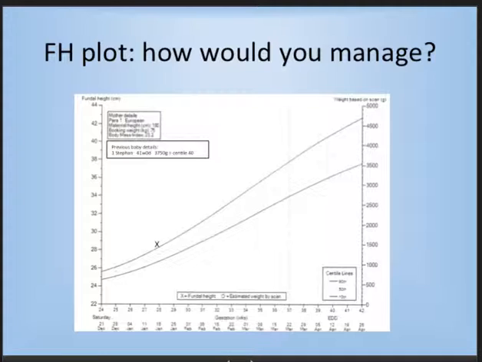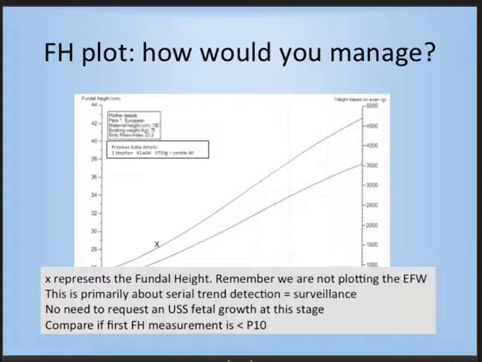Intuitively, a lot of less experienced clinicians request an ultrasound scan for fetal growth. However, we need to remember that the X represents the fundal height, not the baby. We measure the fundal height, so the uterus, the amniotic fluid, the placenta, the subcutaneous tissue, and below all that, the baby. So we are not plotting the estimated fetal weight, so this should not trigger requesting an ultrasound scan for fetal growth. And compare, it's different from the first measurement below the 10th centile.